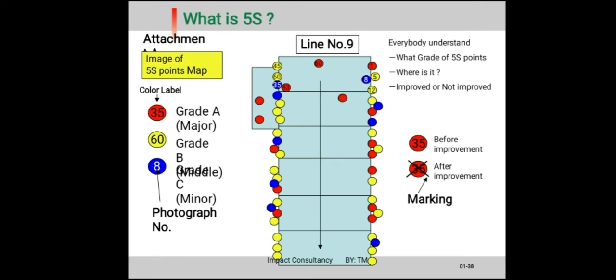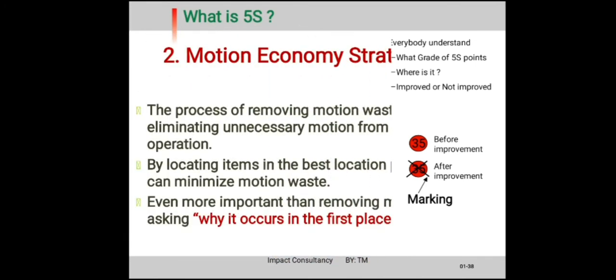So here is an attachment. An image of 5S points map can be put on the board like this by calculating the achievements, what grade of 5S point, where is it, improved or not improved. You can locate and color code on the board also.